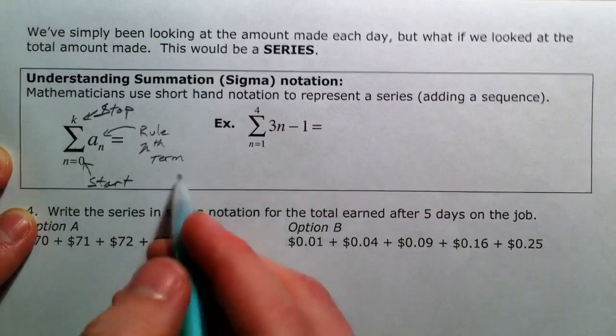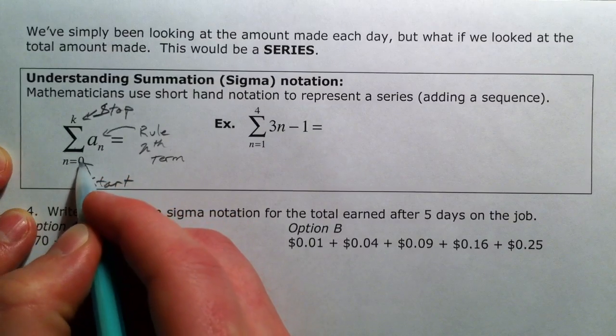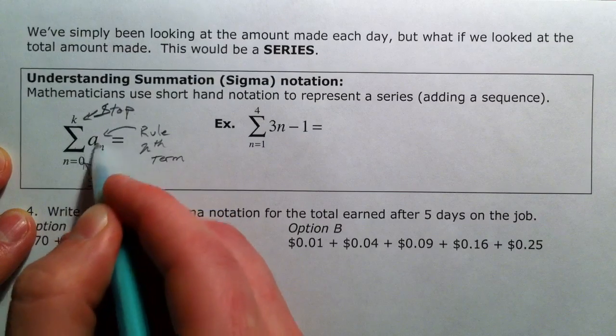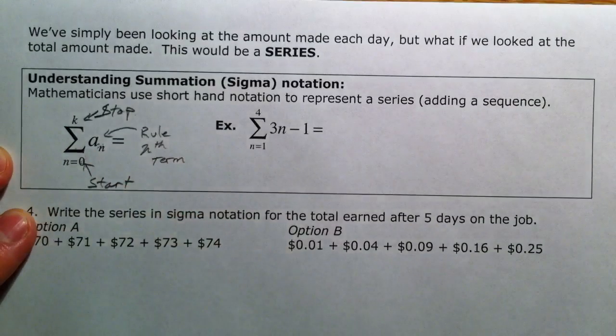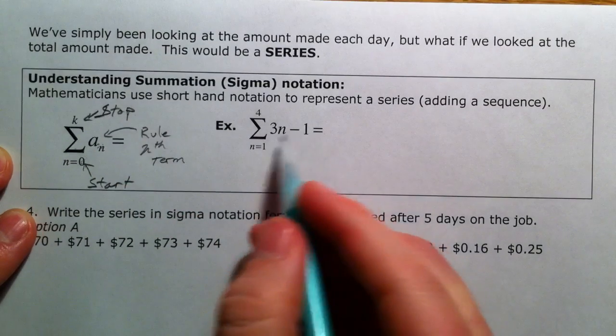You're going to plug all of these numbers in, starting with 0. You're going to plug in 0 here, plug in 1, 2, 3, 4, all the way up until you get to k. So I think the easiest way to demonstrate this is by actually doing it.